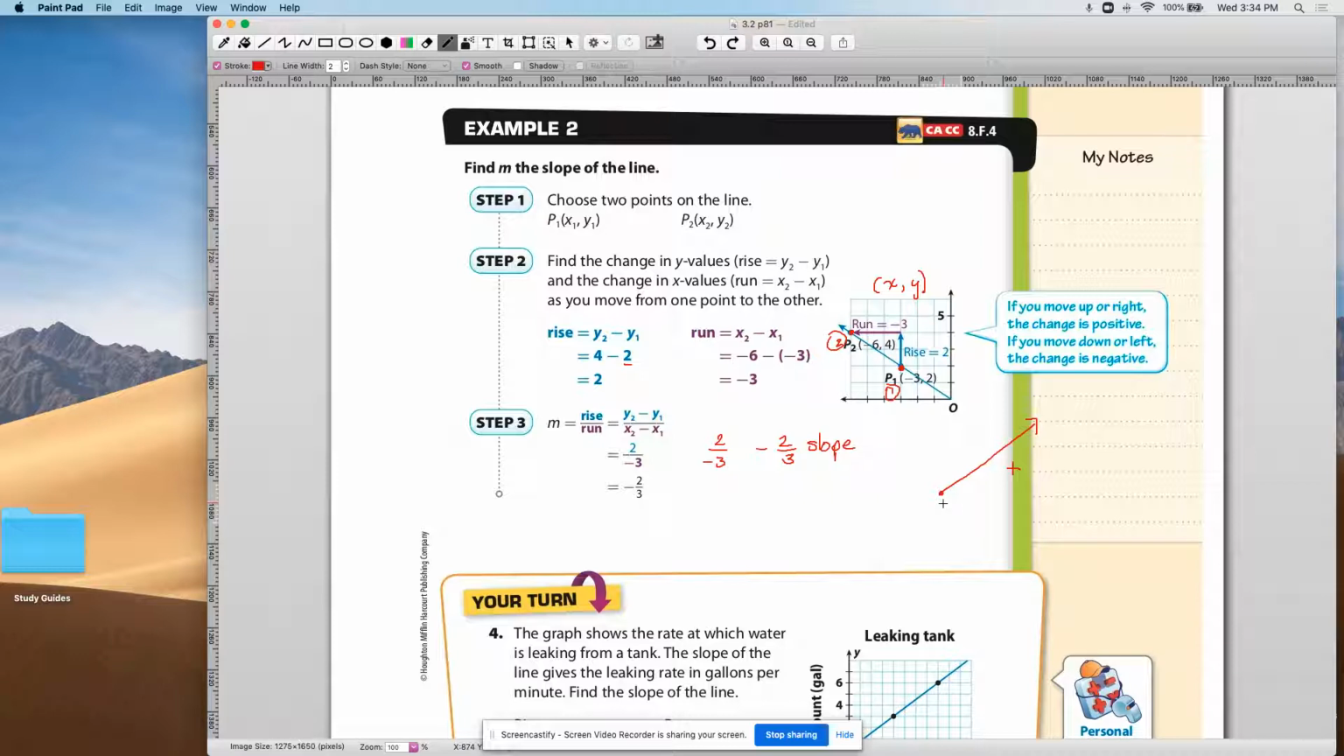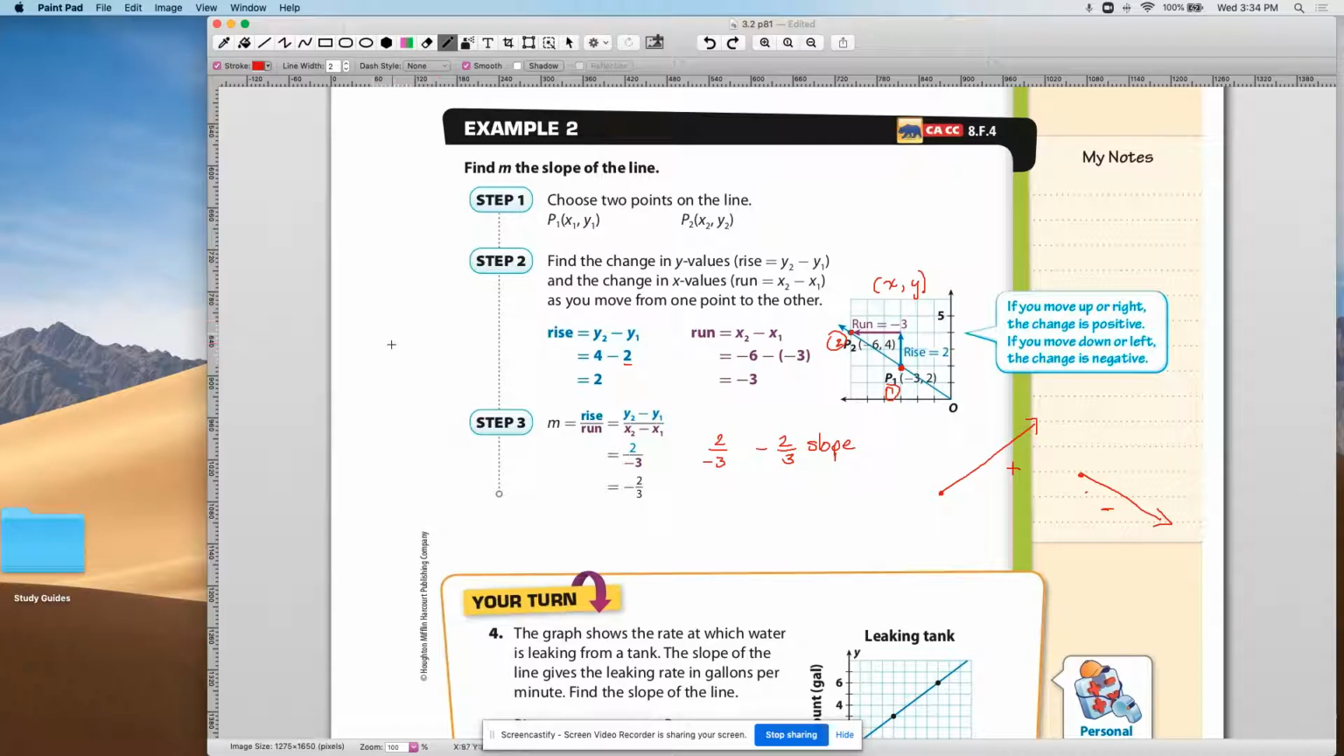So when it goes from left to right and it's going up, it's going to be a positive slope. If it's like this one, where it's going from left to right and it goes down, that's like going down the stairs and it's a negative slope. All right.